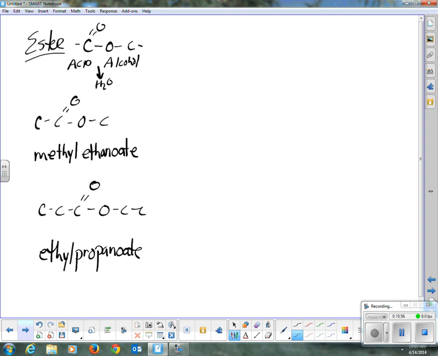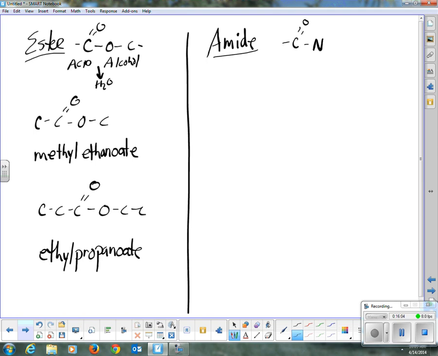All right, the very last one is an amide. An amide is like an ester, but instead of having the oxygen connected, it has a nitrogen connected. So you just go like this. This would be methyl, ethyl, amide.